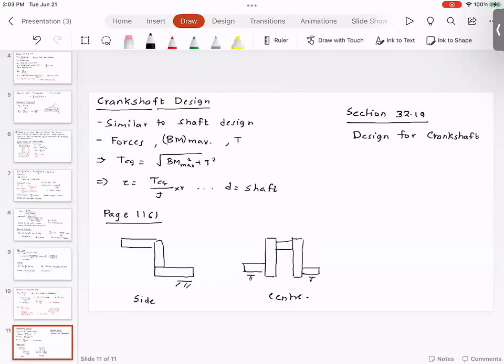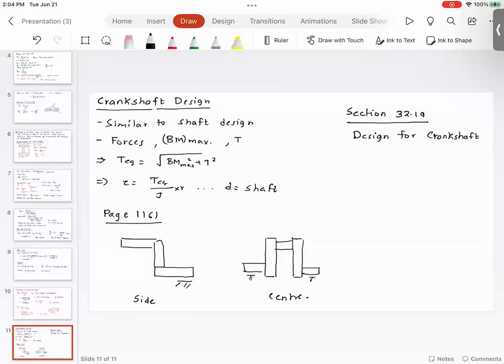And depending upon whether it's a center crankshaft or a side crankshaft, the procedure gets slightly different, but I would encourage you to review this material, and you'll realize that the process is exactly same as the crank design. The only thing is you will have to find out the loads separately. So section 32.20 talks about the design of center crankshaft. 32.21 talks about the design of overhung crankshaft. And again, then there are a couple of examples that actually talk about the design.